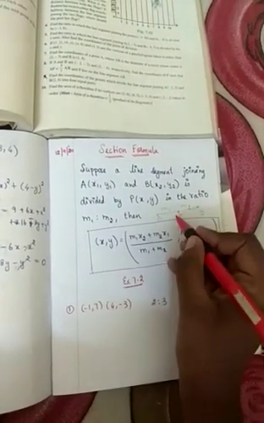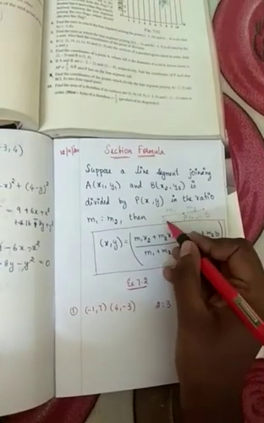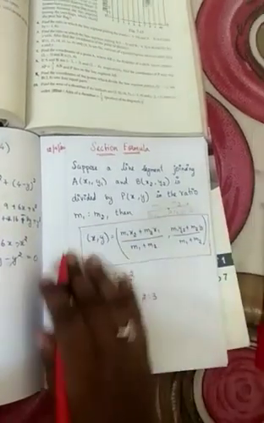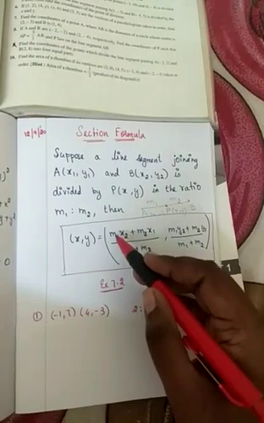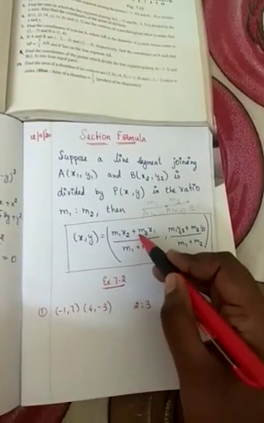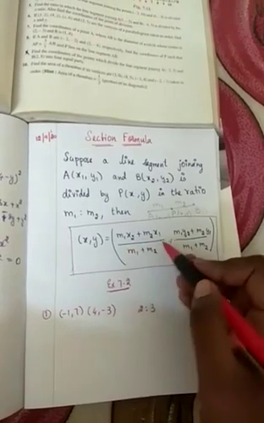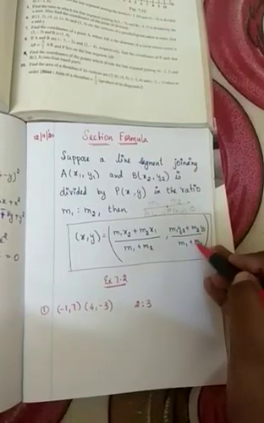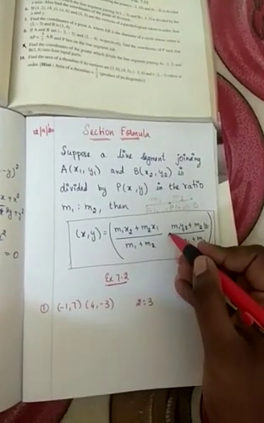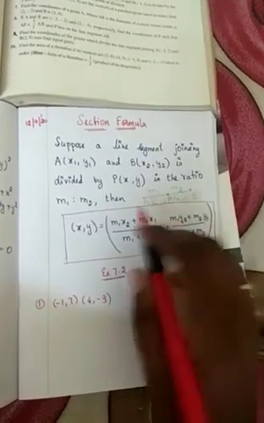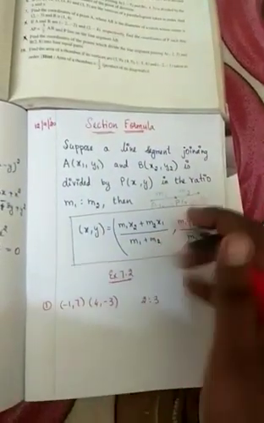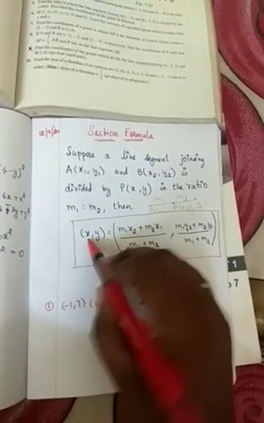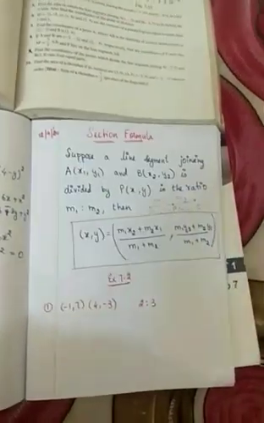Then this P is (x, y), this A is (x1, y1), and this B is (x2, y2). Then this is the formula. How you can remember it is that it comes opposite: (m1 x2 + m2 x1) divided by (m1 + m2). Here also the same: (m1 y2 + m2 y1) divided by (m1 + m2). Now always remember, this middle is a comma. It is not a plus, it is not a multiplication, it is a comma. So the first part is the x coordinate, and the second is the y coordinate.